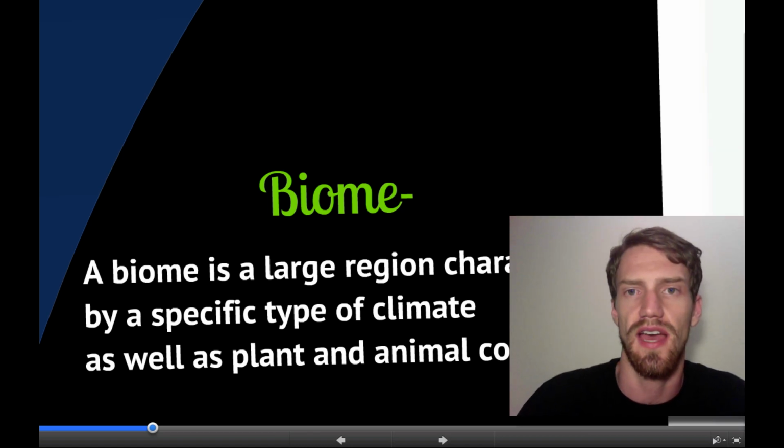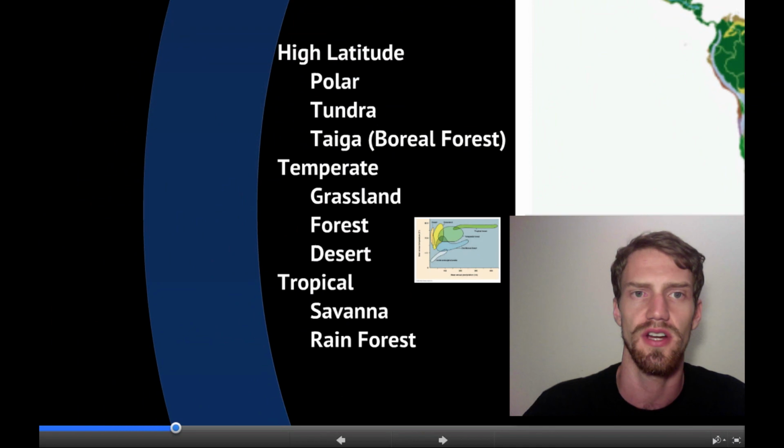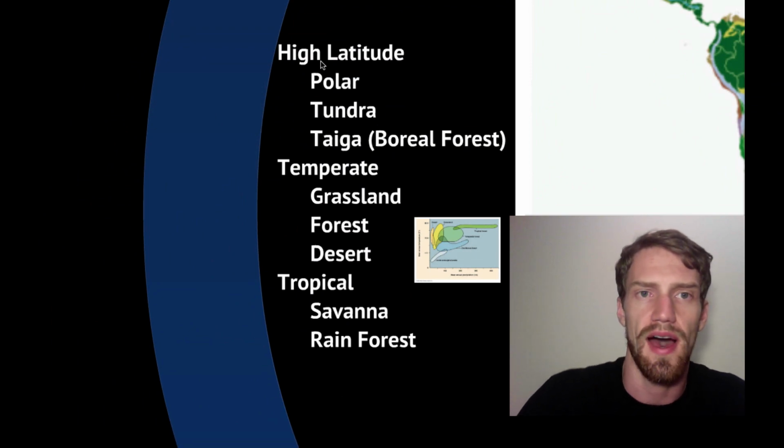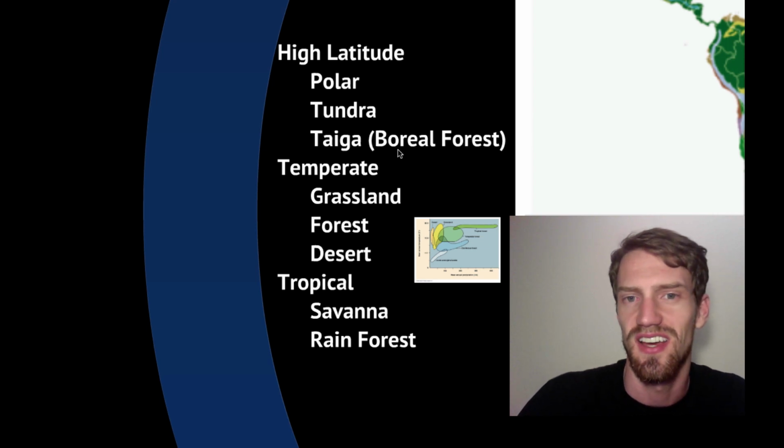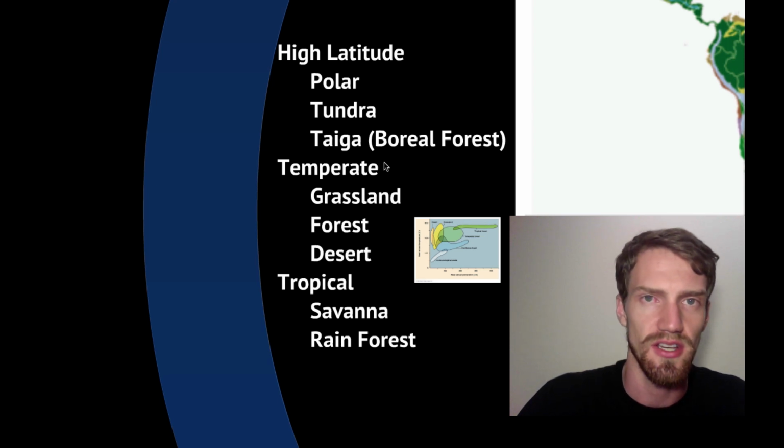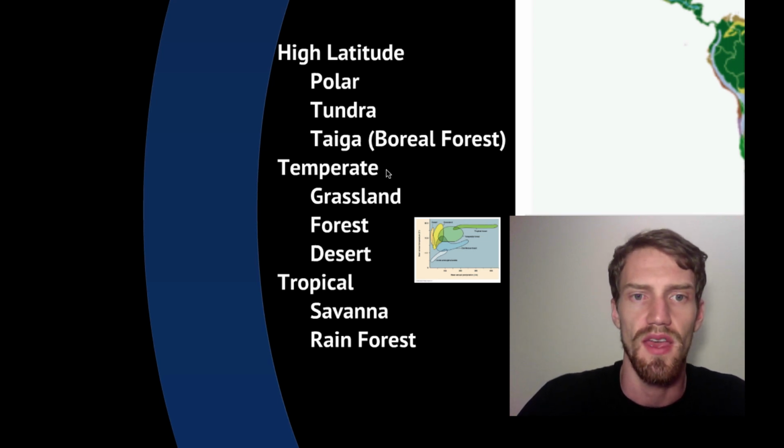So let's look at the different types of biomes I'm going to go over. I'm going to start out up high, in the high latitudes, polar, the tundra. I'm going to cover this huge forest called the taiga. Over in the States, we call it the boreal forest. I'm going to look at temperate zones, and that'll be the grasslands, forest, desert. I'm going to get into the tropical zones, where we'll study the savanna and the rainforest.